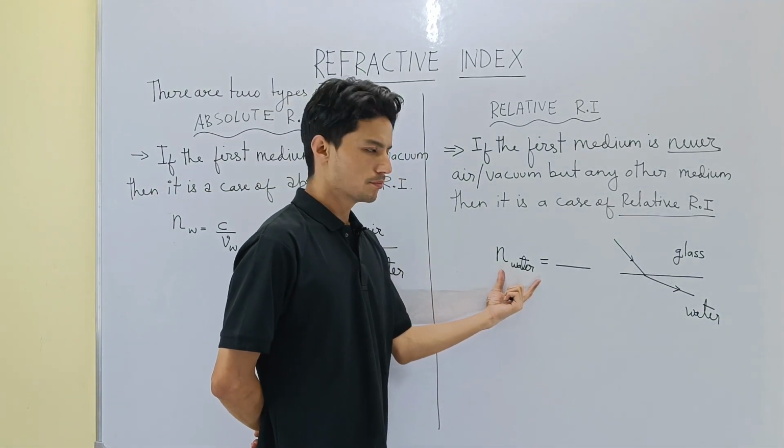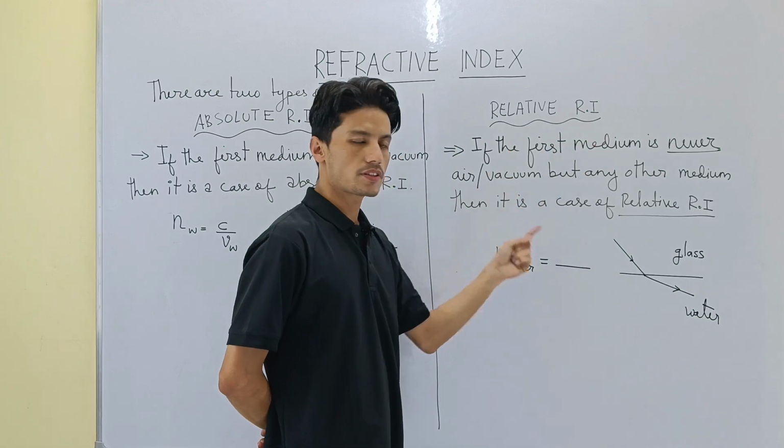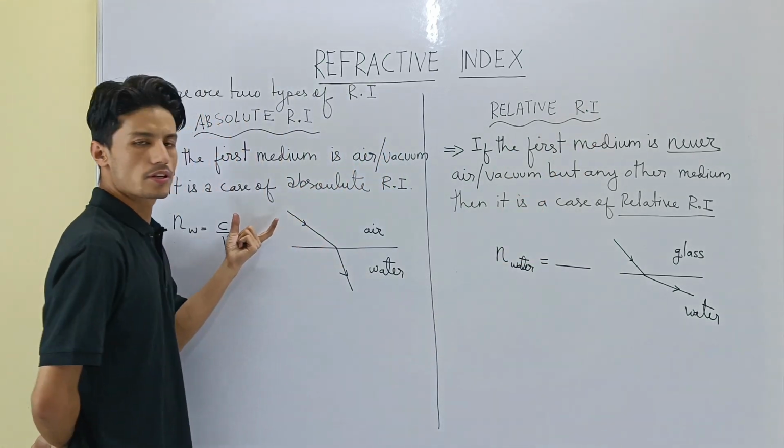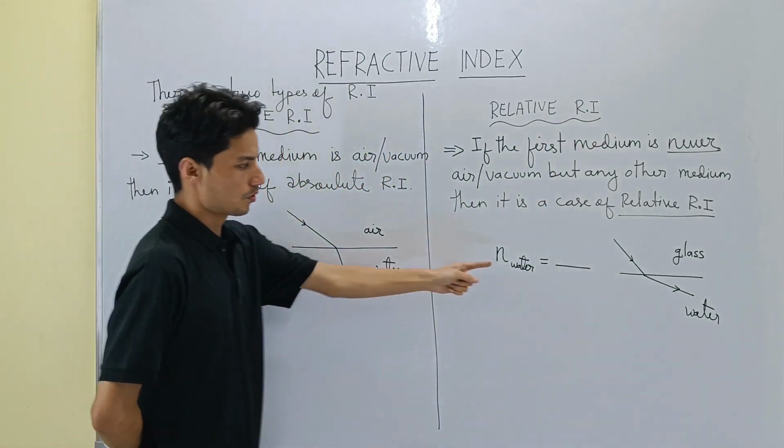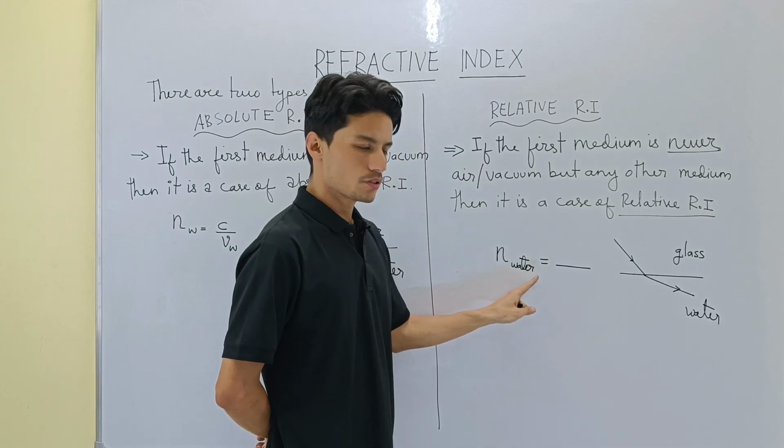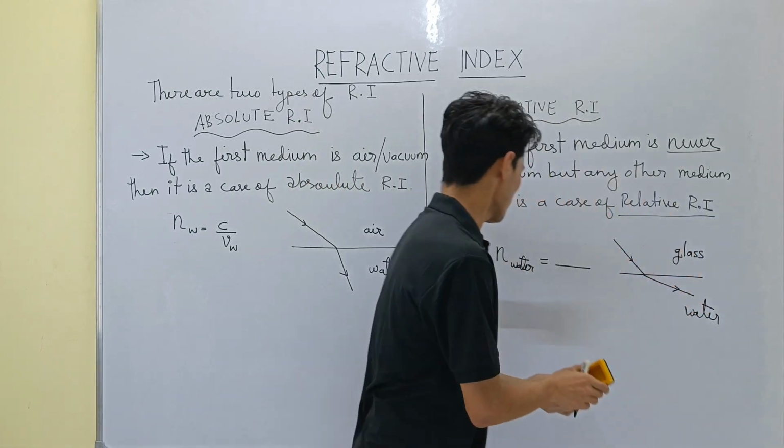If I write like this, here also NW, refractive index of water, here also refractive index of water. But we know that this is a relative refractive index, and this is an absolute refractive index. So this is wrong. If you write like this, you will get it wrong. So don't write like this.